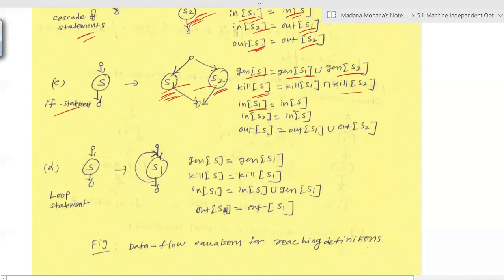Then in of S1 equal to in of S. In of S2 equal to again in of S. Then out of S equal to out of S1 union out of S2. For if then else, you will take a union and intersection combination.